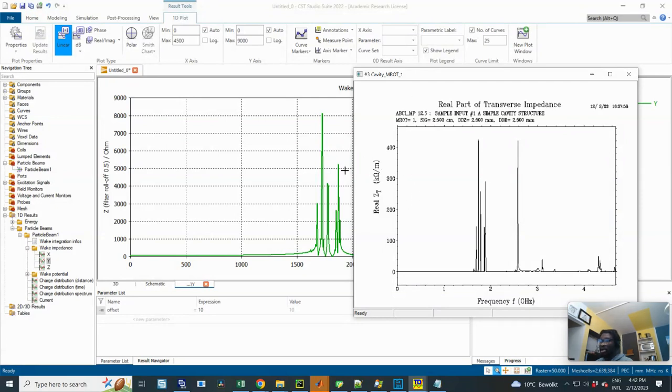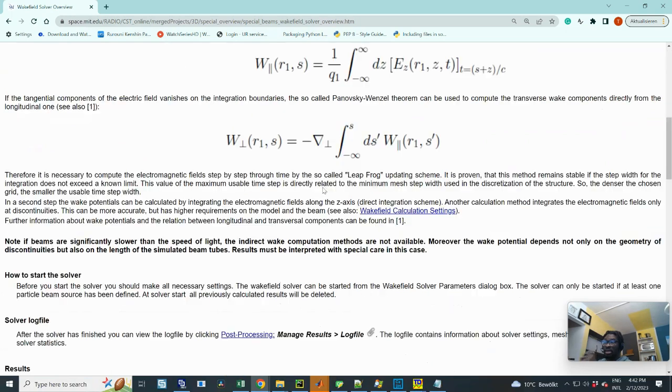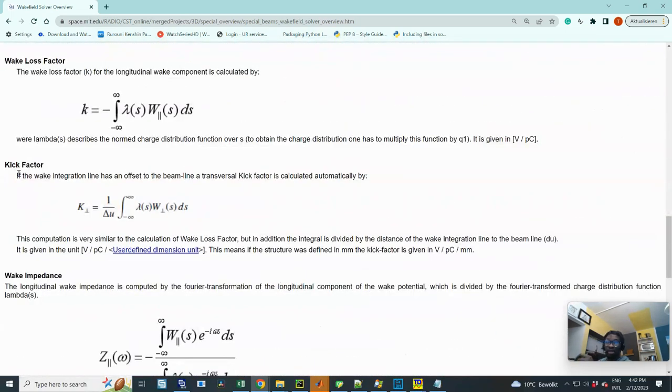And that is normalizing. Now remember that we offset the beam and also the integration part by 10 millimeters and minus 10 millimeters from the axis. So what we are going to do to get this is renormalize back to the central axis, and that is also mentioned here. If the wake integration line has an offset to the beam line, this is used to calculate the loss factor, which will be seen later.